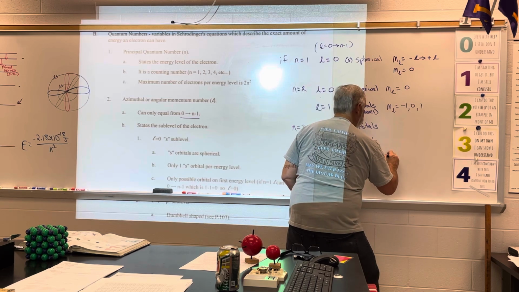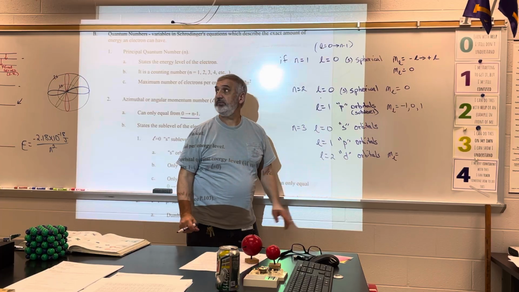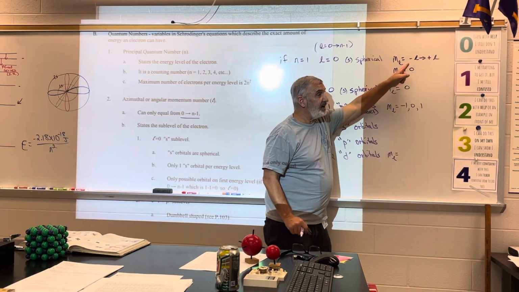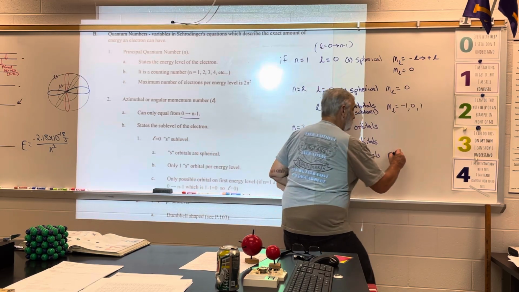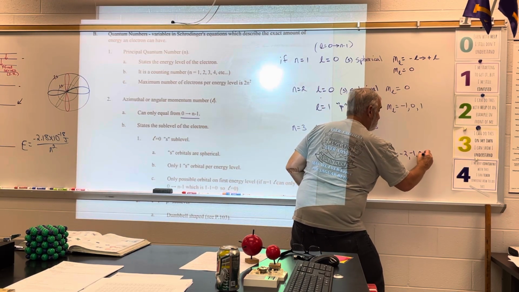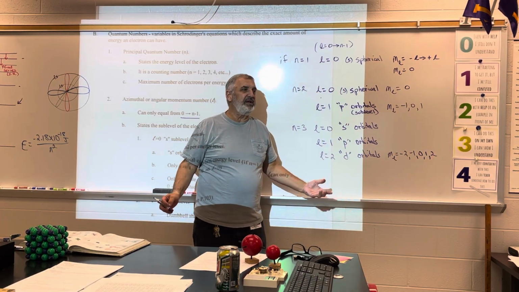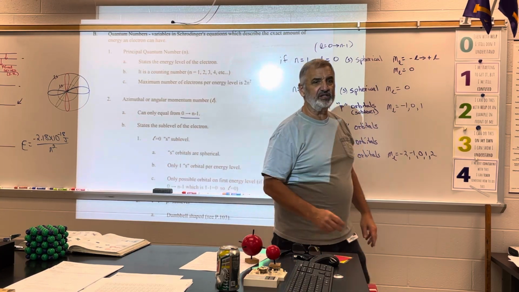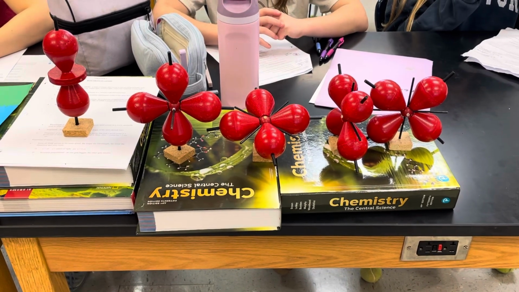Now, what can m sub l equal here? If l equals 2, what can m sub l equal? Always from minus l to plus l. If l equals 2: negative 2, negative 1, 0, 1, 2. Now, again, what those numbers mean is irrelevant. But the fact that there are 5 answers tells me that there are 5 different possible orbitals on the d sublevel.